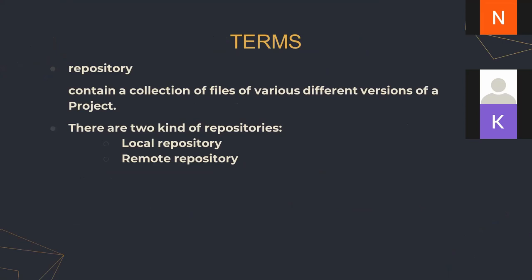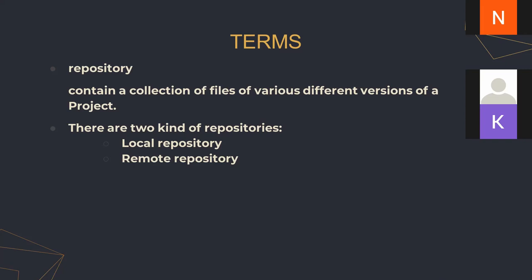Okay, so these are the functions of version control. But before we try it, you need to know several terminologies. First, repository. What is a repository? A repository is like your Google Drive. It's a place where you put your files, like a hard drive. It contains a collection of files of various different versions of projects. So the repository is like a container that contains the files you store in it in different versions and so on.